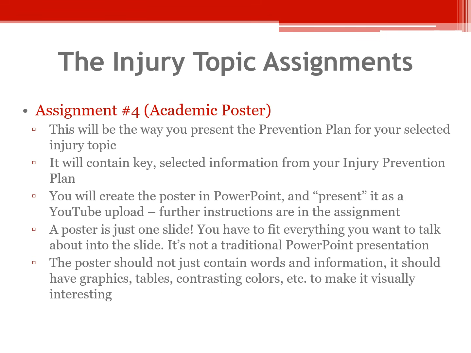The other major assignment having to do with your selected injury topic is assignment number 4, the academic poster. An academic poster, again, is a way to present your injury prevention plan for your selected injury topic in a very sleek, visually interesting format. Your academic poster will contain key selected information from your injury prevention plan. It shouldn't be your whole entire injury prevention plan. A big, tiny font wall of text on a slide would not look very good, would not make for a good poster. So just have key summarized selected information from your injury prevention plan on it.